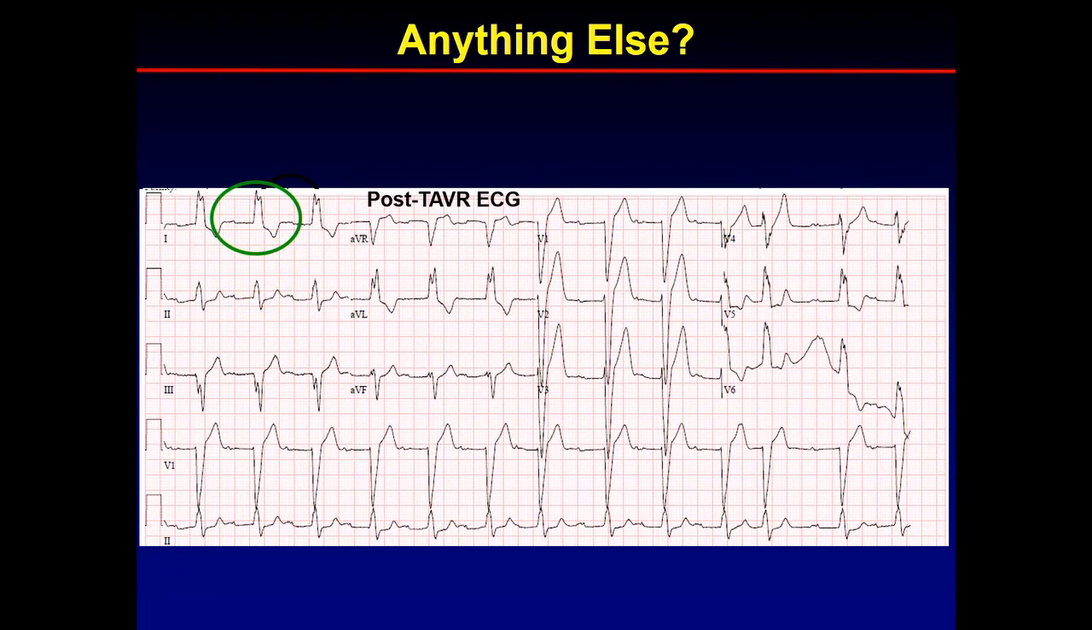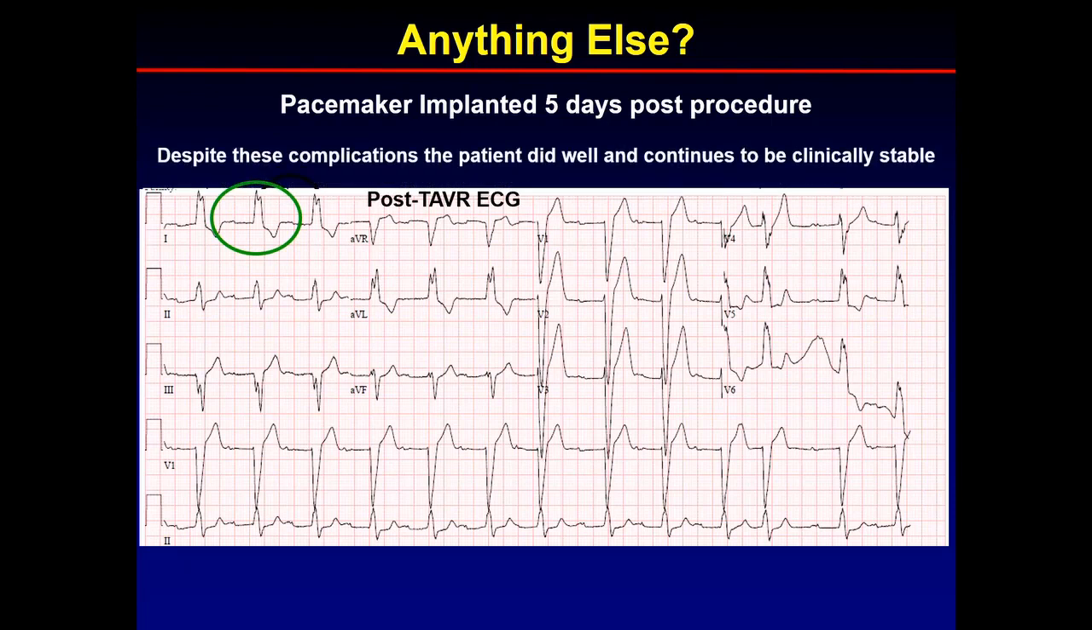This was probably, although we don't understand all of the different things, it depends on how far down you go into the LVOT and all this, but he had multiple dilations, which certainly was not an advantage to his conduction system, which probably led to this. He had a pacemaker implanted prophylactically 5 days later, and has done well since that time despite these procedural complications.